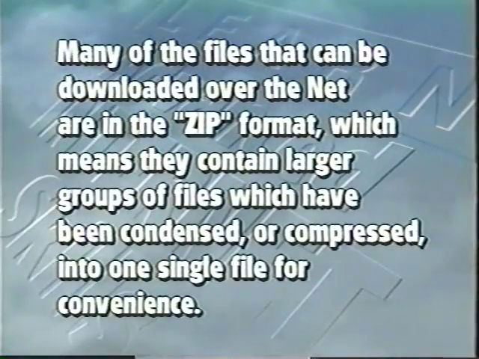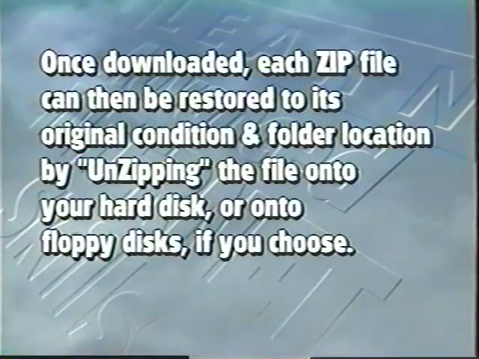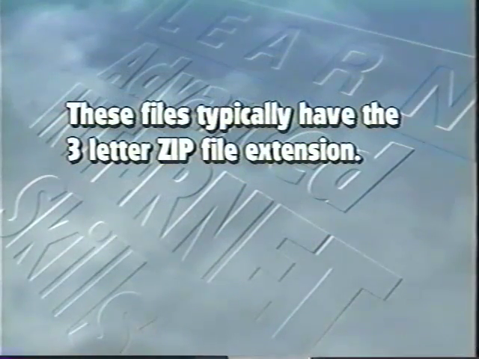Many of the files that can be downloaded over the net are in the zip format, which means they contain larger groups of files which have been condensed or compressed into one single file for convenience and more efficient storage. Once downloaded, each zip file can then be restored to its original condition and folder location by unzipping the file onto your hard disk or onto floppy disk if you choose. These files typically have the 3-letter ZIP file extension.